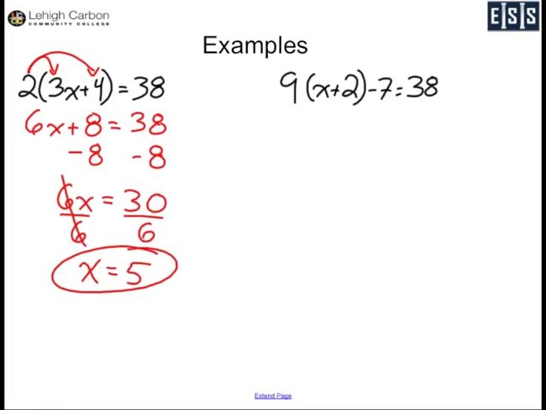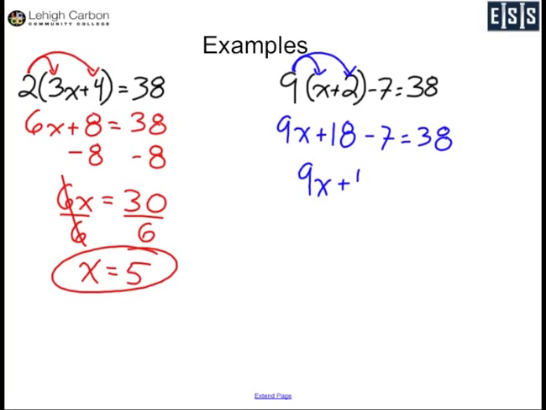Our second example, 9 times the quantity x plus 2 minus 7 equals 38. Again, look for grouping symbols first. I have them. I need to distribute my 9. So I get 9x plus 18 minus 7 equals 38. Looking for like terms on each side of the equal sign. On the left, I have an x term and 2 constant terms, so I want to combine my constants. So 9x, 18 minus 7 is going to be plus 11 equals 38.